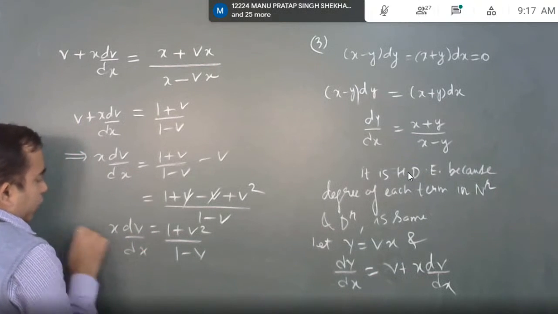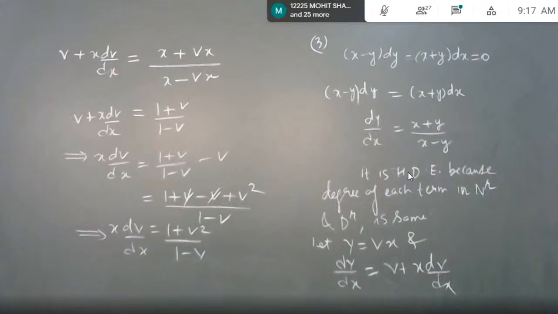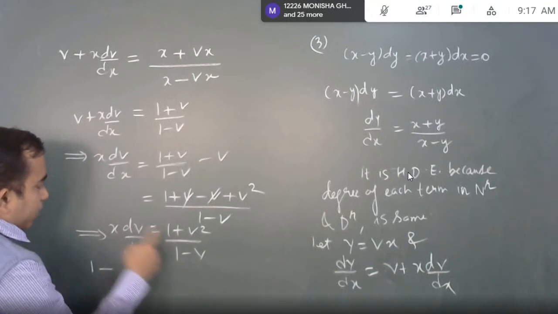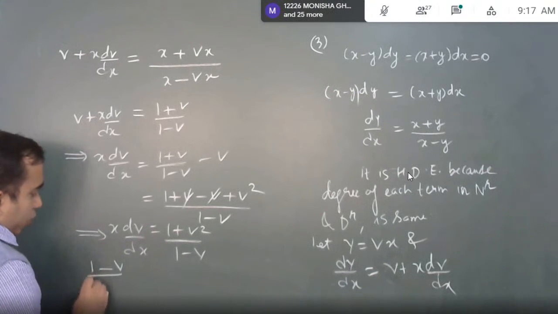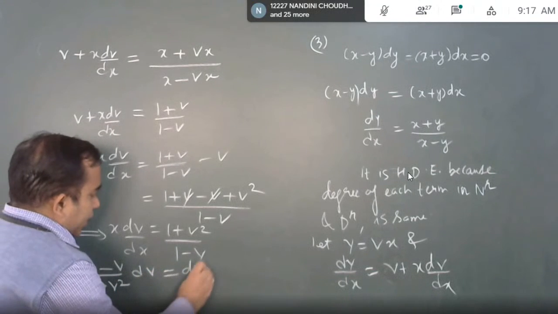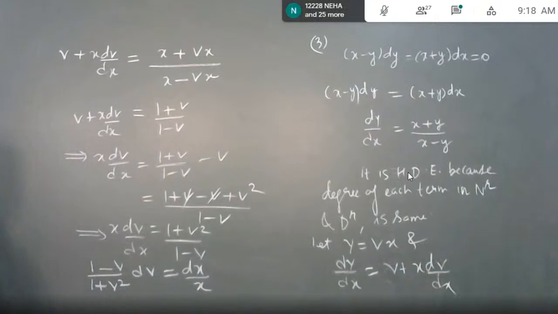Now my differential equation is ready for variable separation. So let us separate the variables. Let me bring this entire term with dv: 1 minus v upon 1 plus v square dv equal to dx upon x, right? And let us integrate both the sides.